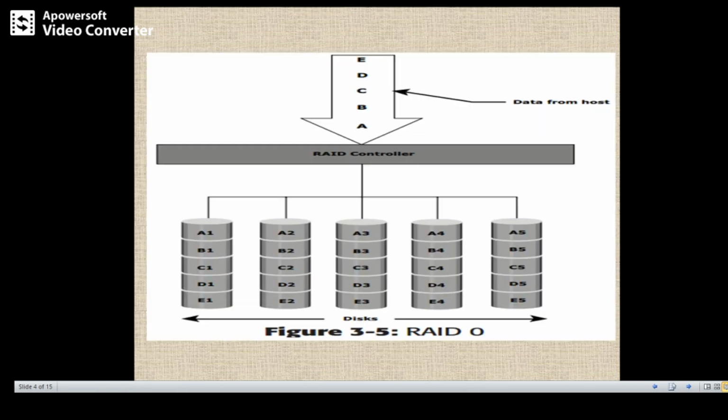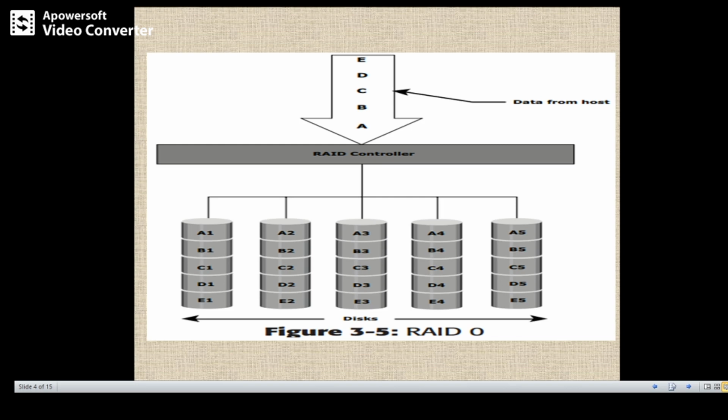So here we can observe that the data from the host are A, B, C, D and E. The RAID controller will receive those data and stripe the data into A1, A2, A3, A4, A5 of block A. Similarly, B1, B2, B3, B4, B5 of block B and so on. And the data is striped across the different blocks. While performing a read operation, the user can read strip-wise.